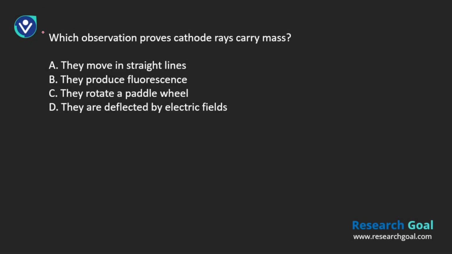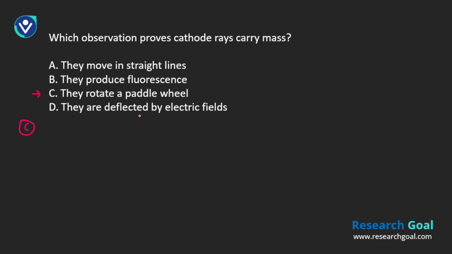Okay, moving to the next question, which is: which observation proves cathode rays carry mass? Option A, they move in a straight line. Option B, they produce fluorescence. Option C, they rotate a paddle wheel. Option D, they are deflected by electric fields. Okay, so take some time, maybe pause this video and try to select the correct option. The correct option in this case is option C.